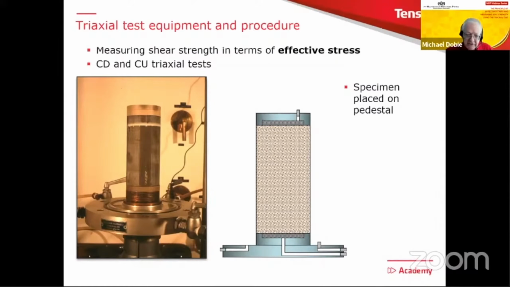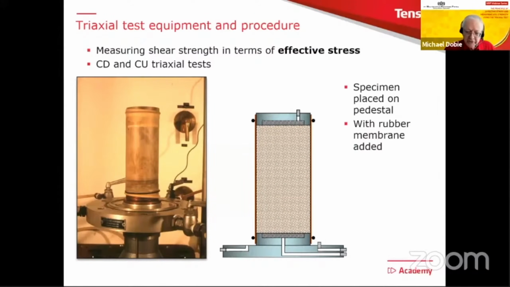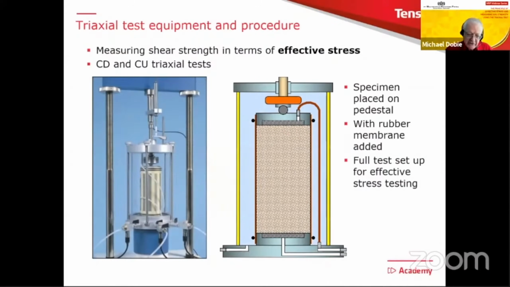So here we see a specimen set up to do effective stress testing. That's actually a sample of Singapore marine clay. And having got it on the pedestal there, the next thing we do is to add the membrane and some O-rings. And then we complete the setup. You can see quite clearly there in the picture how you've got the 3 taps. And you can see a bit of a tube coming up. This is going to be stuck on the top one. This is a picture from a catalog, so you can see there the full setup.